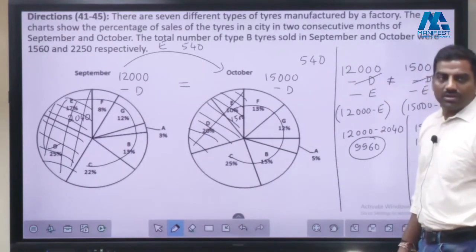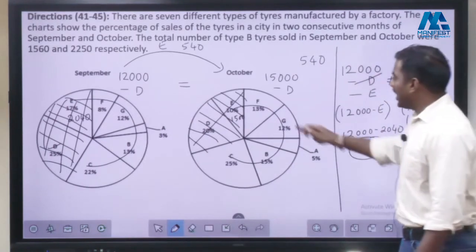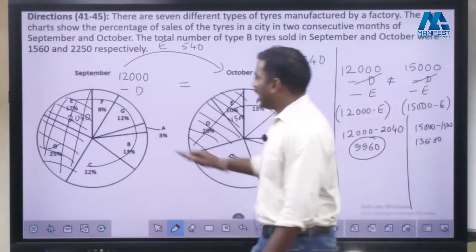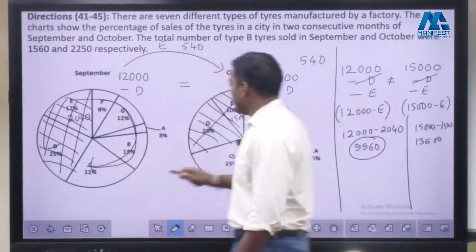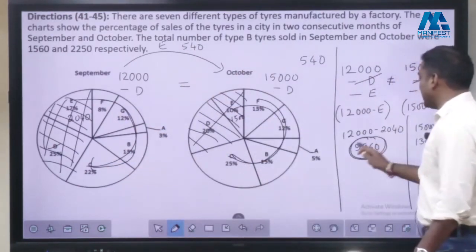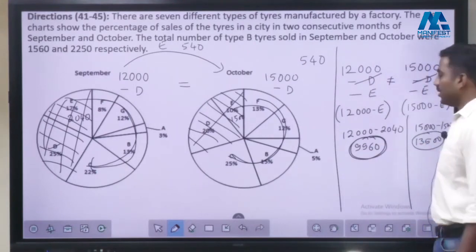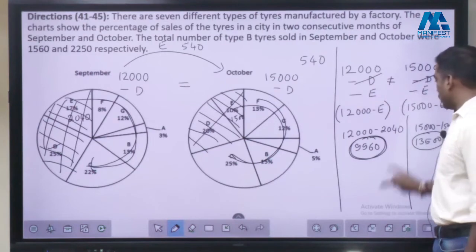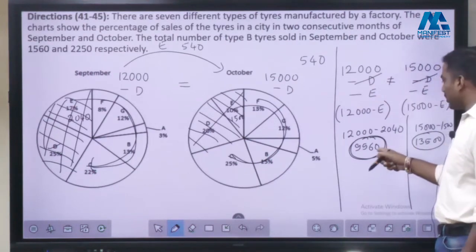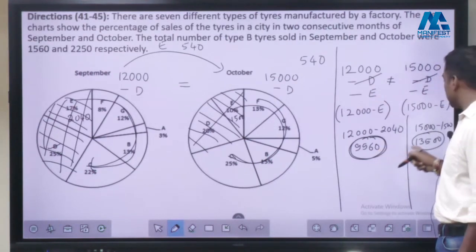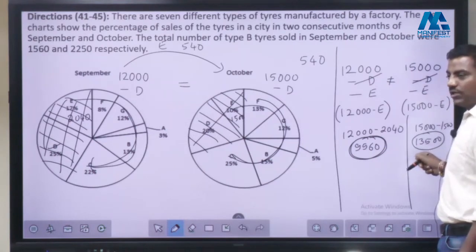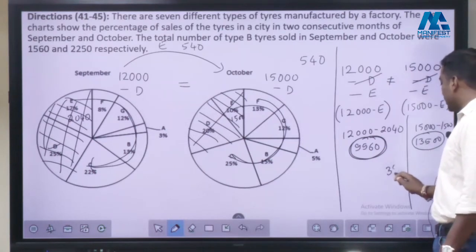Getting my point? Yes. So if you take the count of all these things and if you take the count of all these things, here it is giving me 9,960 and here it is giving me 13,500. So what is the difference between these two? This is 40 less than 10,000. This is 3,500 more than 10,000. So the difference is 3,540.